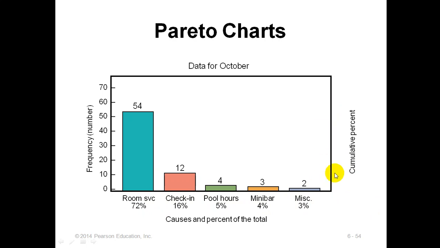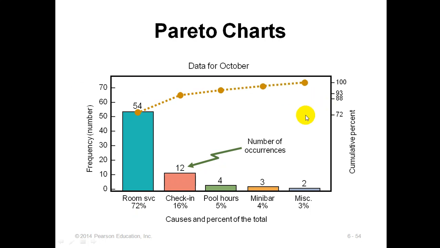Now as per the Pareto chart, we have made the categories of the complaints. Now we want to identify, as the Pareto says, whether 80% of the complaints are because of 20% of the causes. So we see this is the number of occurrences. The 12 is the occurrence frequency of the check-in problem. This is the percentage. Now you see this is 72% here. So 72% of the problems are the room services, then 16% the check-in, the pool hours, and the mini bar, and the miscellaneous.